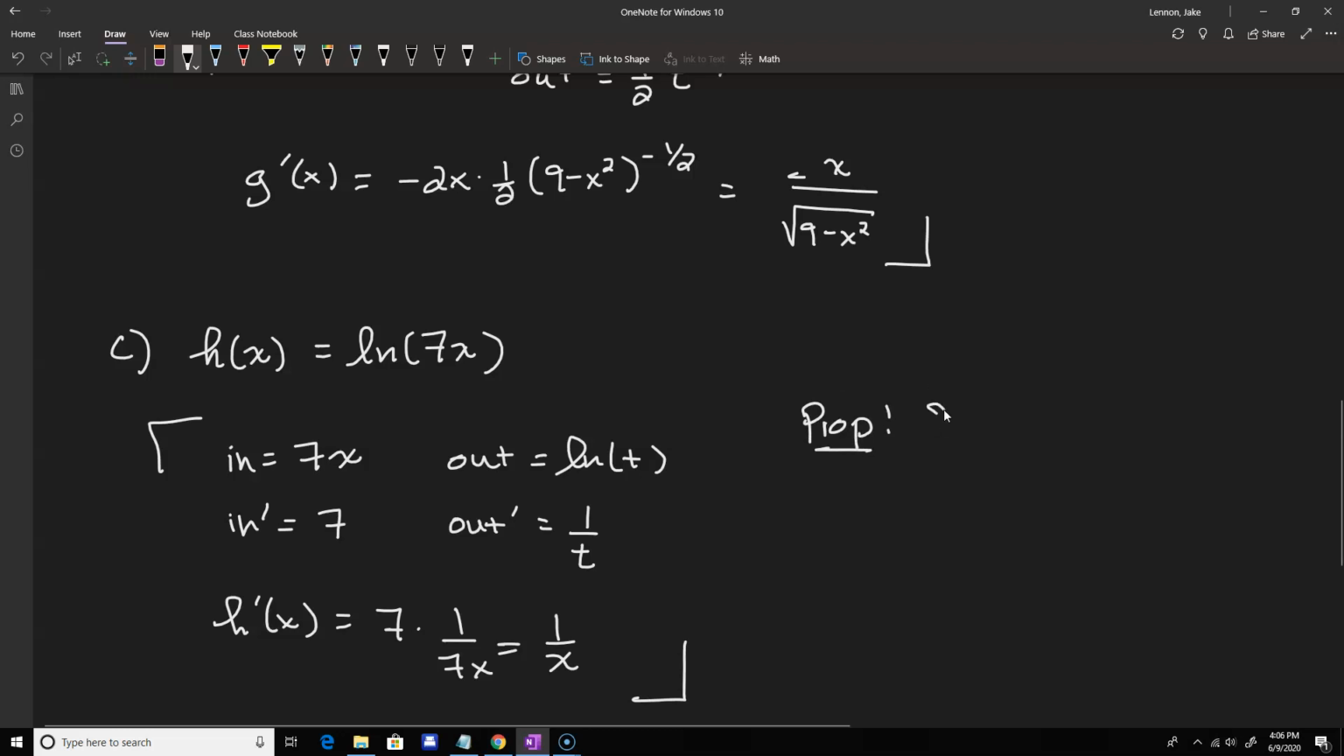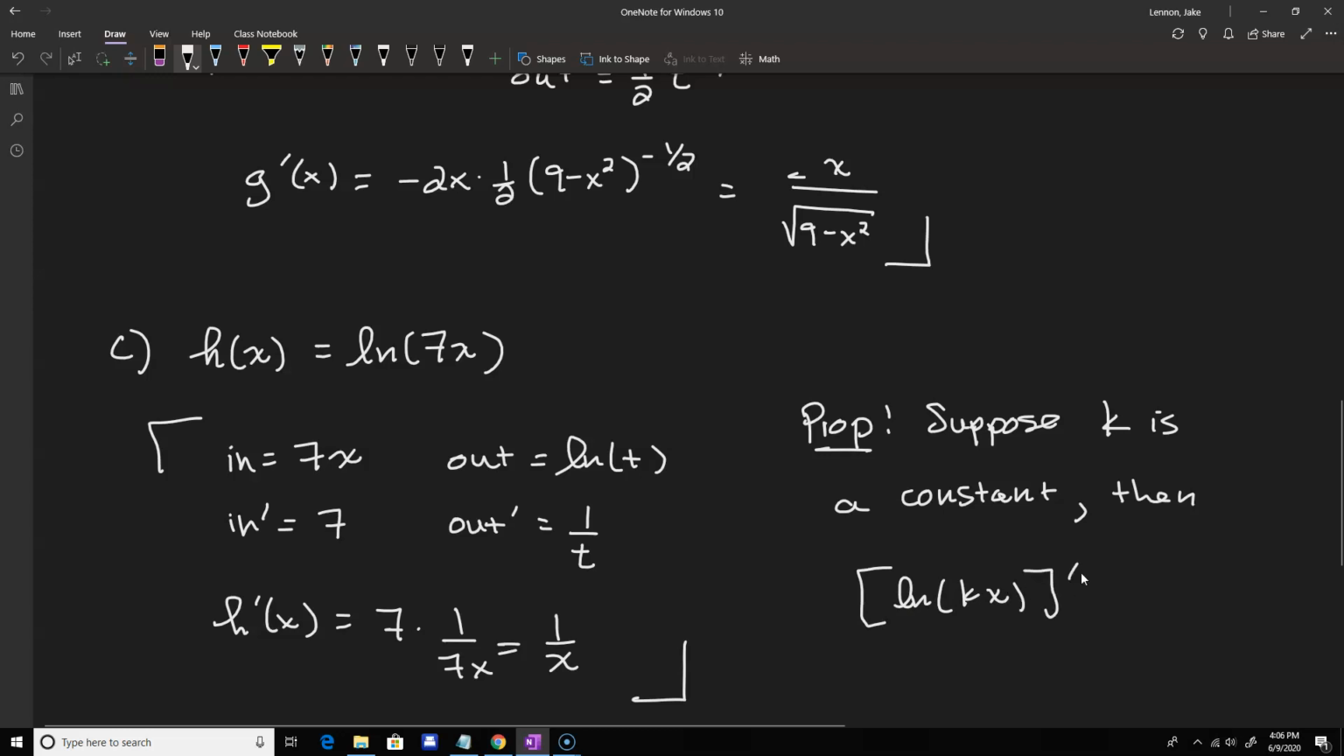So suppose k is a constant. There was nothing special about the number 7. So what we could really abstract from this is if you're taking the derivative of the natural log of any constant times x, in fact that constant isn't important and you just end up with 1 over x.